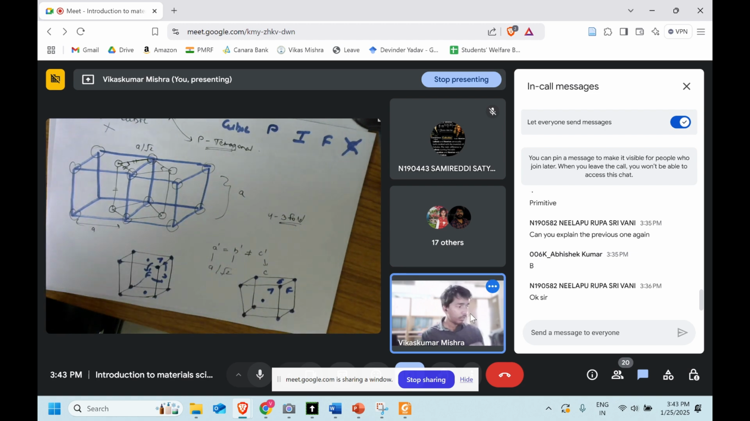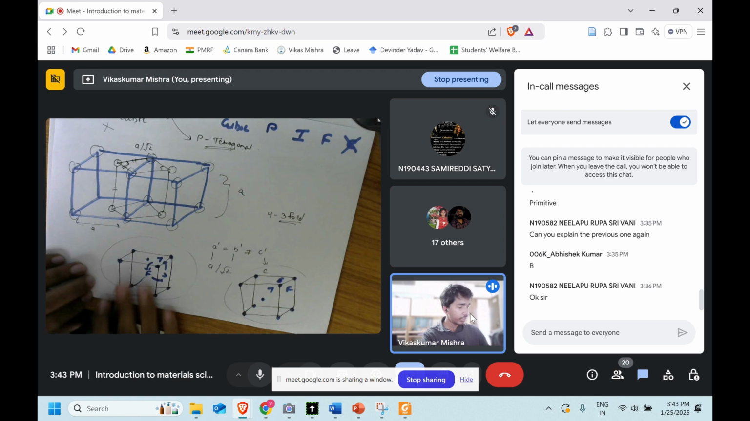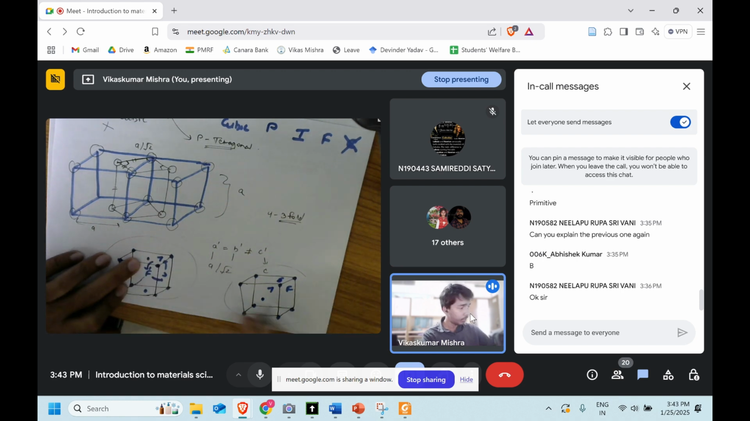Now what do you think? This is the initial state and this is the final state. In the initial state, we can see that at the top we were having the atom. Here at the top we are not having an atom or lattice point.